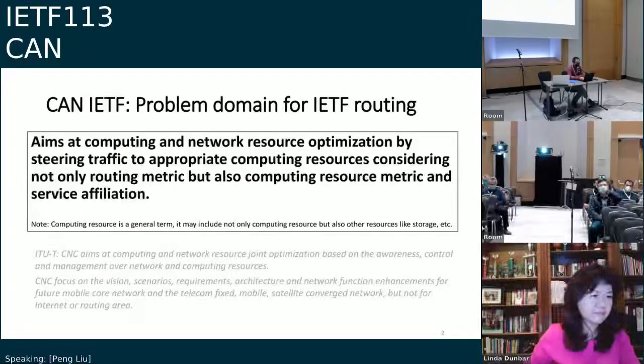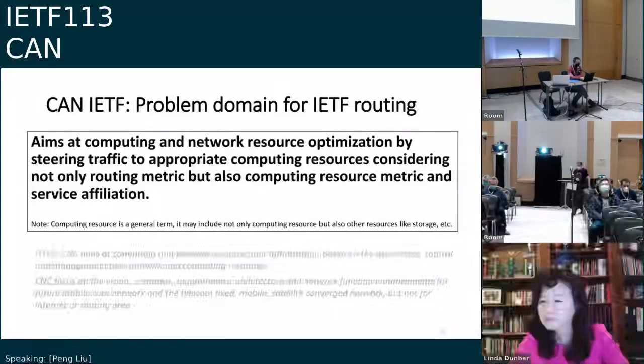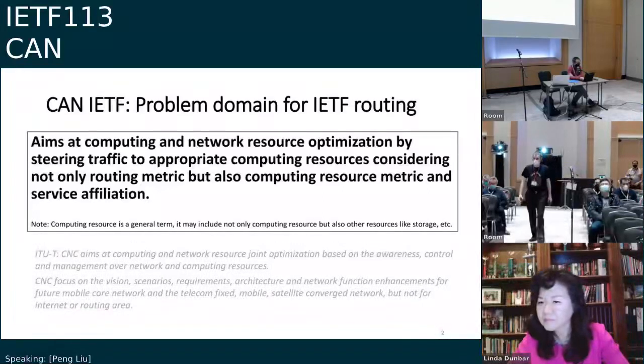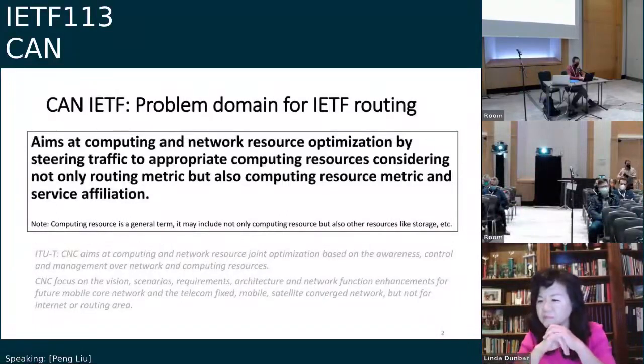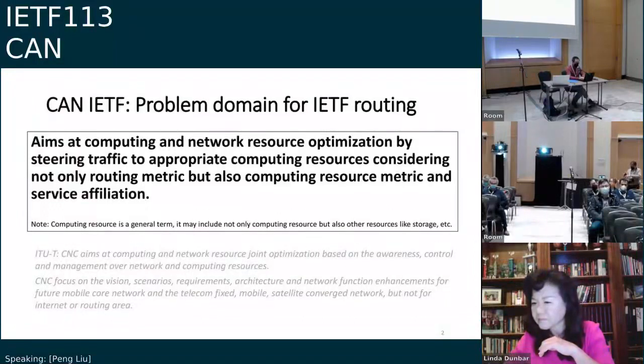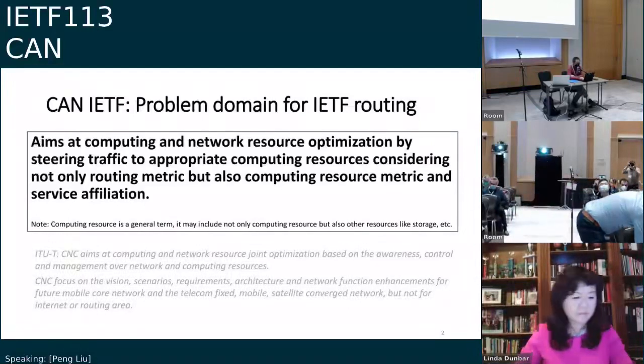This slide can clarify some questions from the previous part about CNC and CAN. CAN aims at computing and network resource optimization by steering traffic to the appropriate computing resource, considering not only the routing metric but also the computing resource metric and service affiliation, which was shown in the chat slides. We see it as the problem domain for IETF routing. The similarity with CNC is that both consider computing and network resource joint optimization, but CNC focuses on vision scenarios, requirements, architecture, and network function enhancement for future mobile core networks and telecom fixed, mobile, satellite convergent networks, not for the internet or routing area that IETF may be concerned with. So I think this answers the question before. Next slide, please.